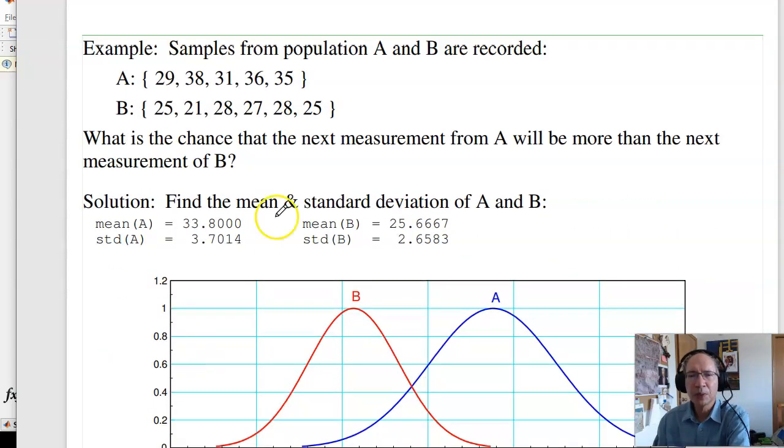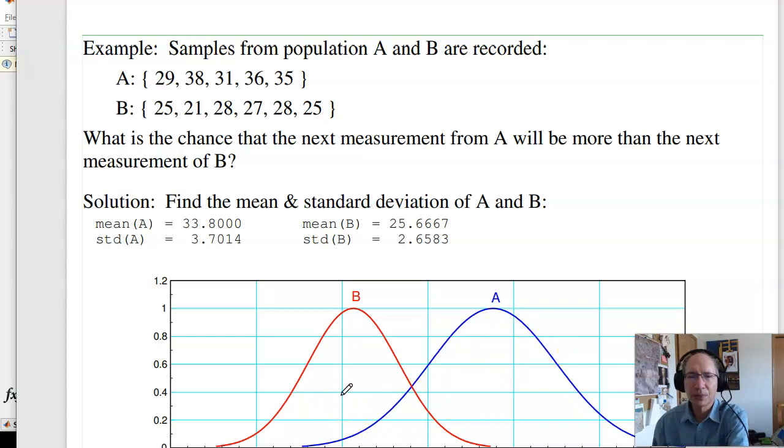So suppose I have two sets of data from A and B. What's the chance that the next measurement of A will be more than the next measurement of B? Well, to do that, I take the two data sets, find the mean of A, standard deviation of A, mean of B, standard deviation of B. And if you look, this is what the distributions look like. So there is a chance they'll have a large B and a small A, but usually A is bigger than B, but not always.